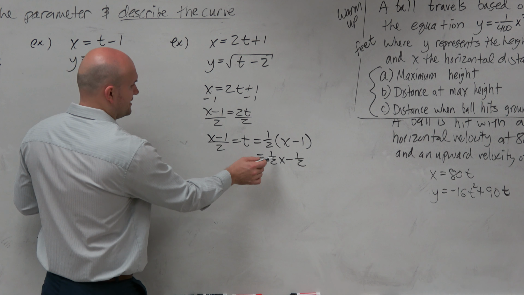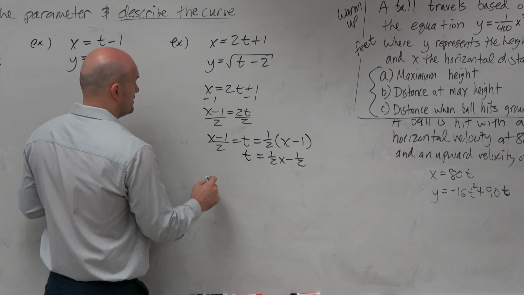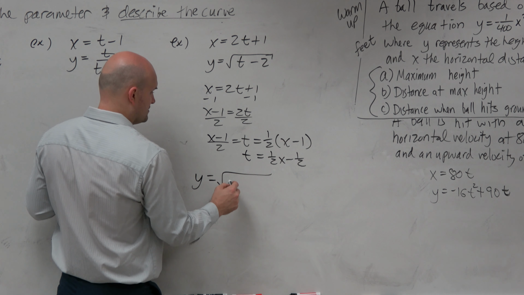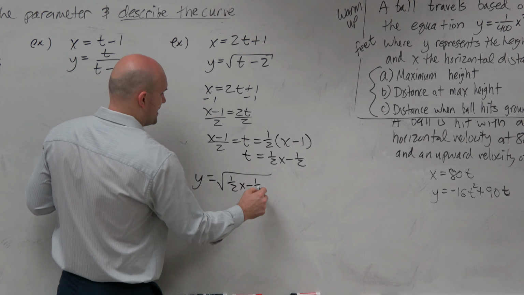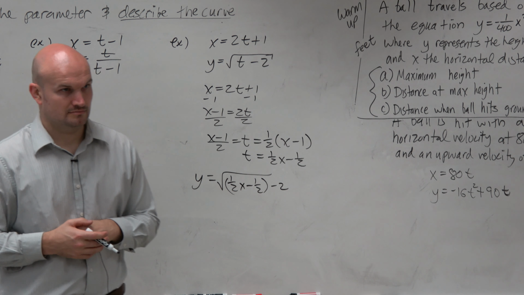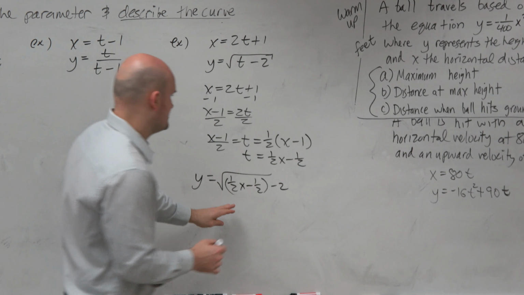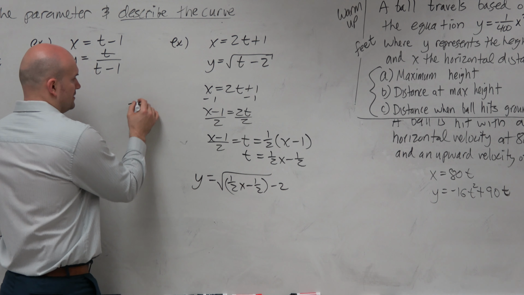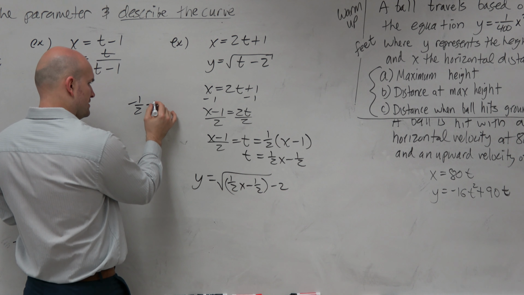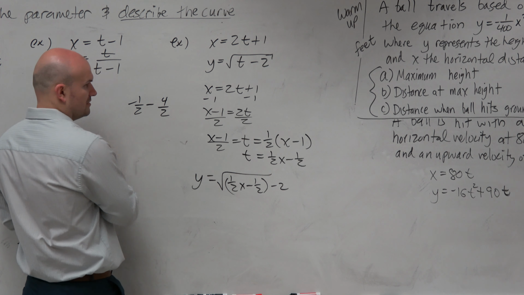So if I was to plug in this again is what t equals. So I'd write this as y equals the square root. I'm going to write this as t. So this is 1/2 x minus 1/2 minus 2. Right? Now, we should probably simplify this like if it was a real problem. Negative 1/2 minus 2 in terms of that would be minus 4/2. Agreed?